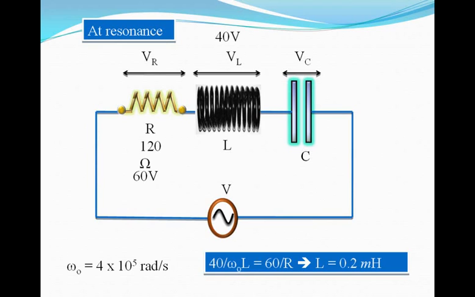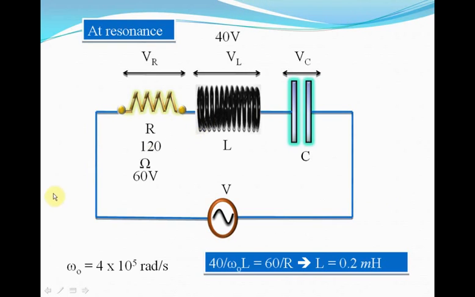The current through the inductor is clearly VL divided by omega L, isn't it? VL is 40 volts, omega naught is 4 into 10 raised to 5 radians per second. So when we substitute these values, we get 40 by omega naught L is 60 by R. On simplifying, L comes out to be 0.2 millihenry. So there we go. We have determined the value of the inductance. The next thing we need to do is determine the value of the capacitance.